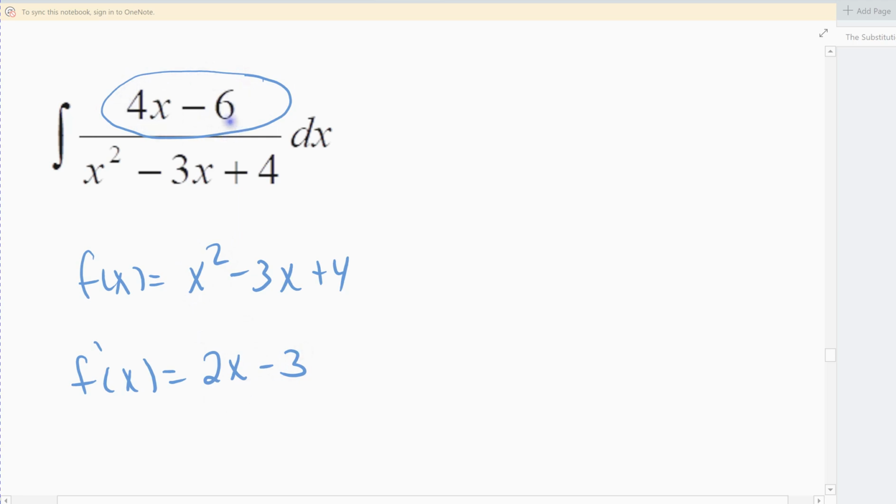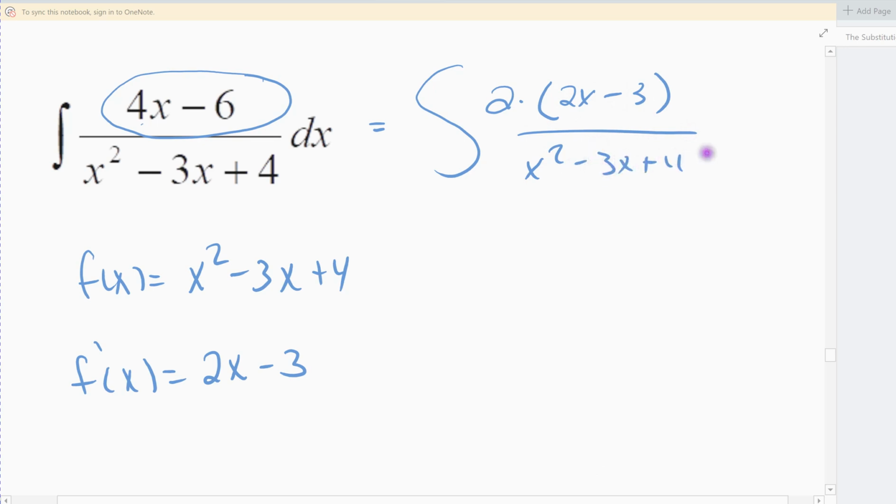Well, if you'll notice, I can pull a 2 out, right? If I divide 4 by 2 and 6 by 2. And again, I don't just randomly divide it, I factor it out. I'm factoring out, I'm going to pull it out to the front. And so what I'm going to do is, well, I'm going to factor the 2 out. When I factor the 2 out, I get 2x minus 3, still divided by the x squared minus 3x plus 4 with respect to x.